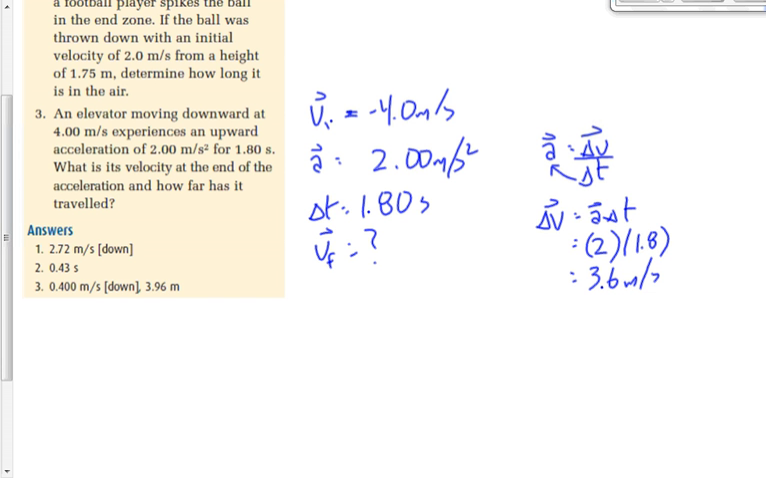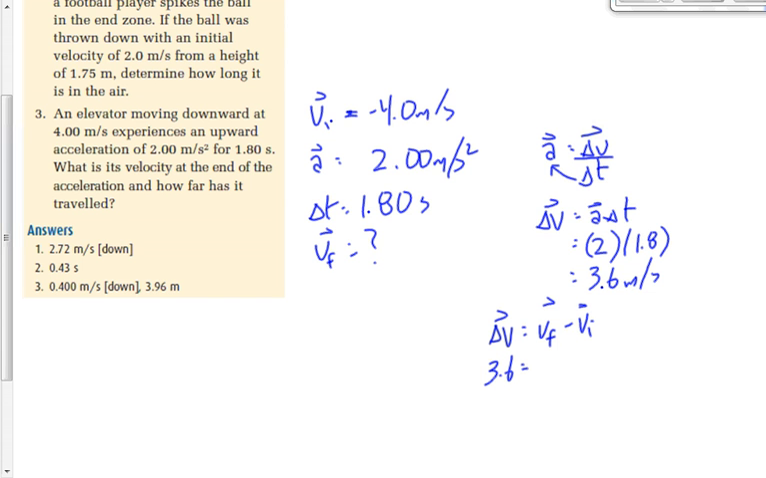What do I do? Jared, what do I do here? I've got delta V, 3.6 meters per second. I'm looking for VF. It feels like I'm close here, right? Yeah, we just used the group B equation. Can you help me out there? Don't guess. You know this. Delta V is VF minus VI. We know what VI is. Look, we know what delta V is.